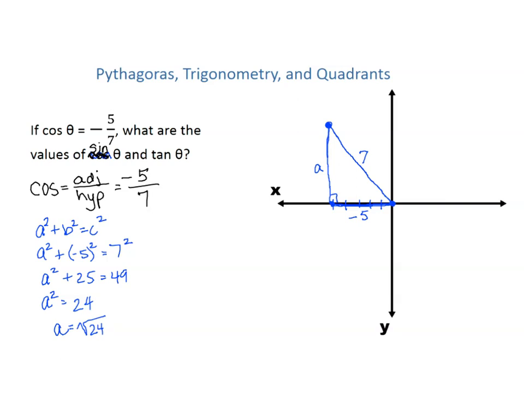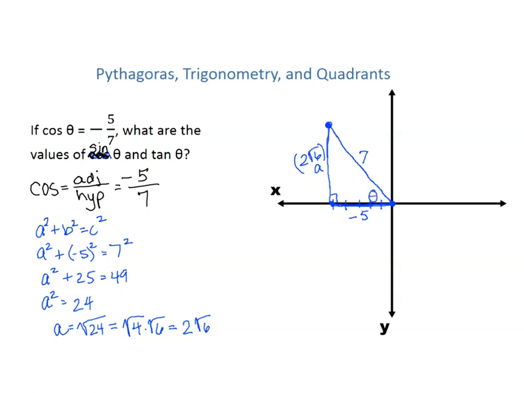Now we can simplify the square root of 24. You may have to, or you might not, but let's just simplify it, just in case. The square root of 24 is the square root of 4 times the square root of 6, which is 2 root 6. So that's our value of A, this missing side that we were looking for. I'm going to fill it in right over here. And now we can find the values of sine theta and tangent theta.